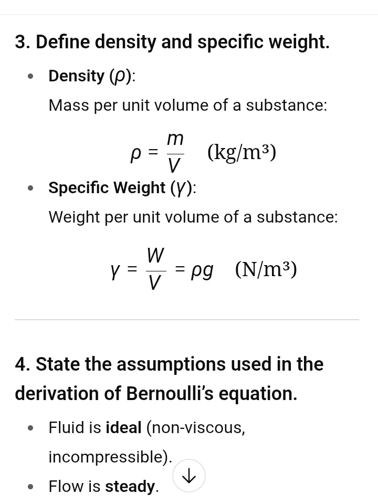Specific weight, small w or gamma, is the weight per unit volume of a substance. w or gamma equals capital W divided by V, equals rho g. Unit: Newton per meter cube.